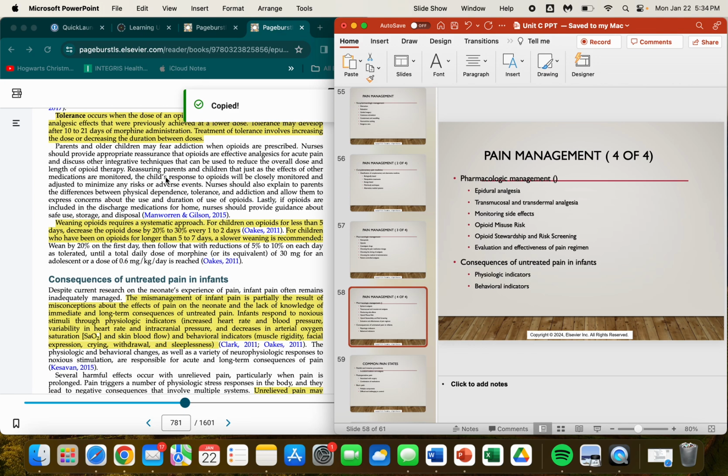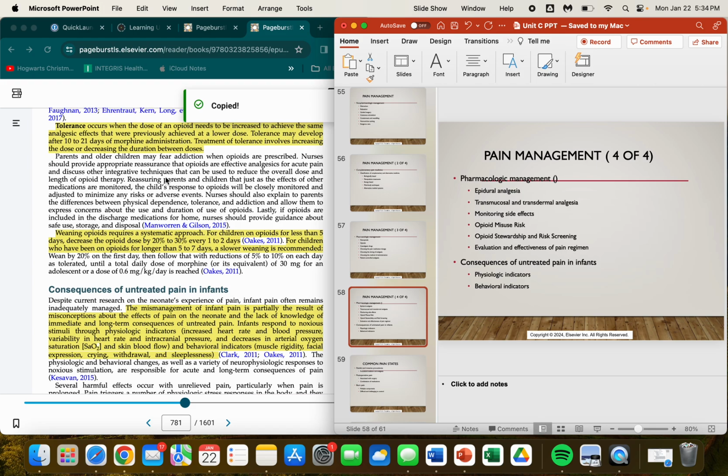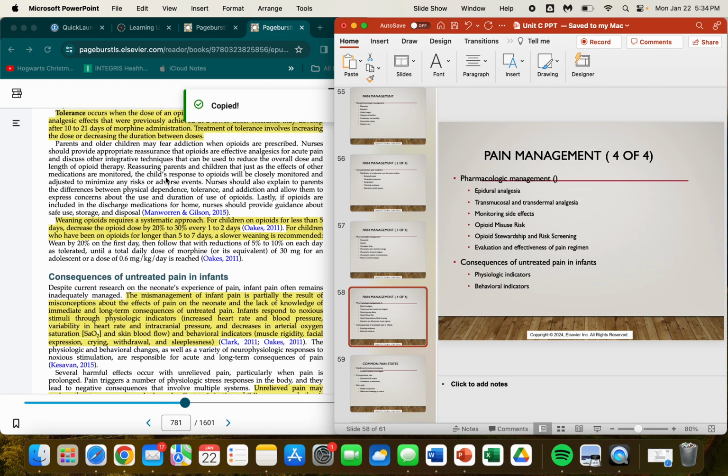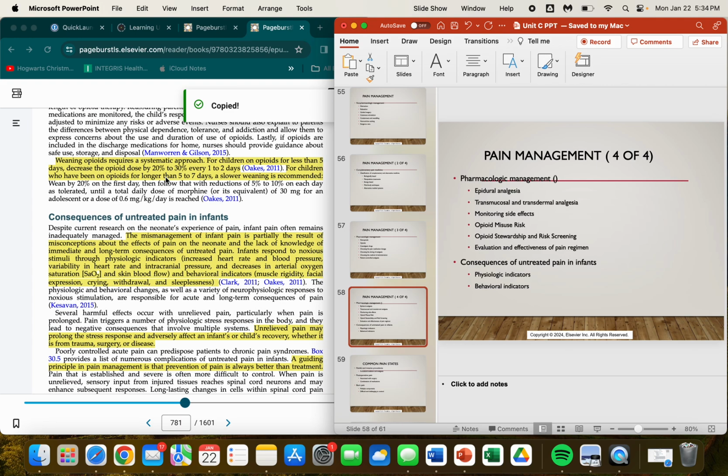Treating tolerance actually involves increasing the dose or decreasing the duration between doses. So that's how we start to get tolerant. It's like we need more, we need more, we need more. Weaning opioids actually requires a systematic approach.